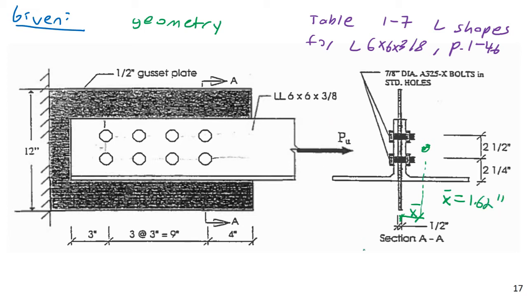And then another one that we'll need that we'll find in this section of the code is the gross cross-sectional area. Again, if we look on page 1-46, we see that for the angle iron L 6 by 6 by 3/8, it is 4.38 inches squared.